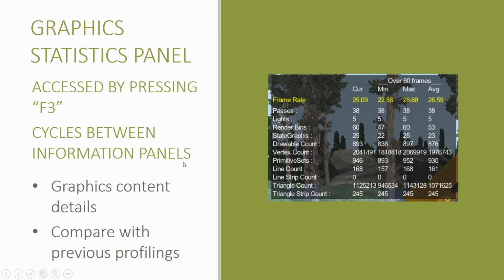If you press F3 again, you're going to get to the second information panel, which shows you the details of your graphics content. So the number of passes it took to render the scene, and the content, the lights, the render bins, the vertex counts, all of these things. And again, these are useful as a comparison point with previous profiling, because you're going to be looking at the frame rate you're achieving, and you're going to be comparing those numbers with what you had before your changes.